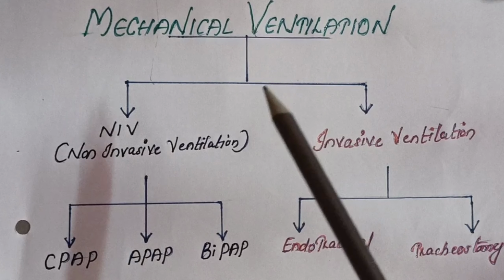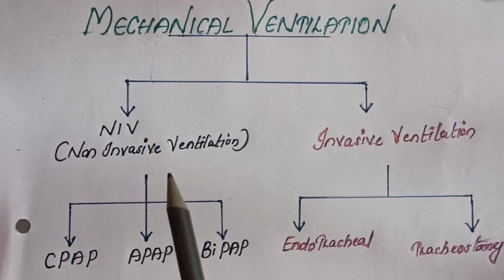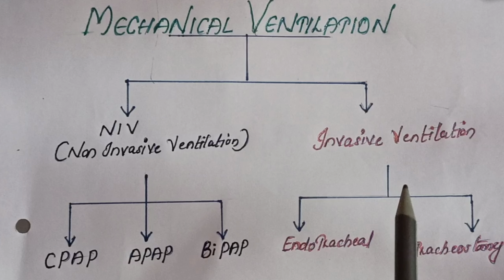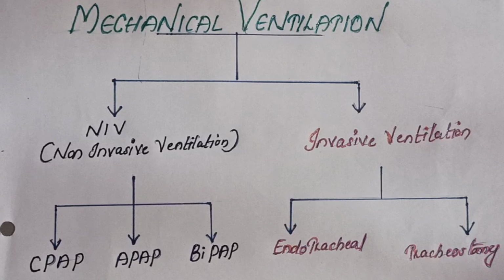Now, mechanical ventilation can be divided into two. They are non-invasive ventilation and invasive ventilation. Non-invasive ventilation, or NIV, is performed by keeping a tight mask on a patient's face. It tightly covers the nose and the mouth, and it is connected to the ventilator. It can also be used at home by people with respiratory difficulties.